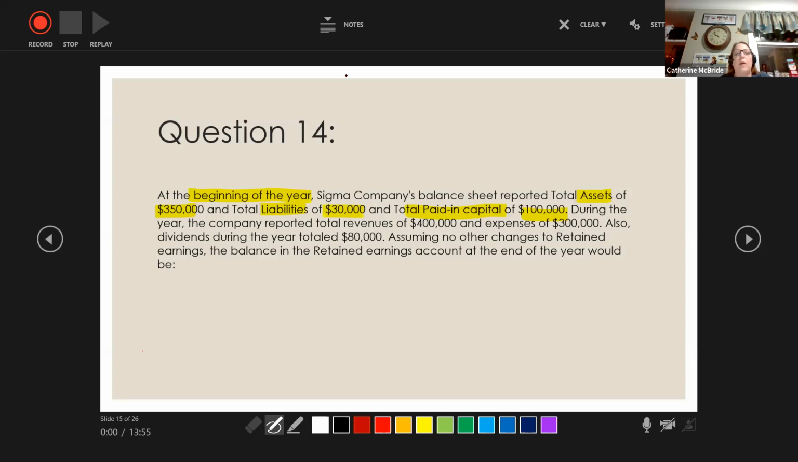So we're going to say, all right, beginning retained earnings, total assets, no, total liabilities, total paid-in capital. So we need to find the beginning balance. So at the beginning of the year, we have assets equal liabilities plus owner's equity. And we have assets of $350,000.